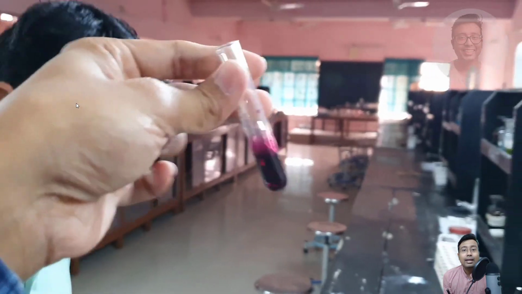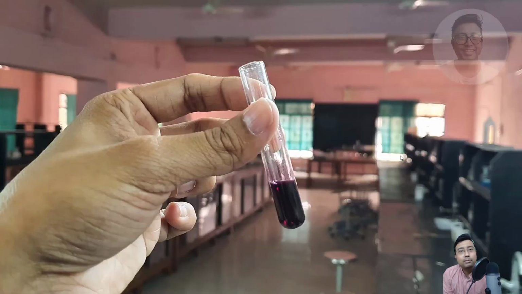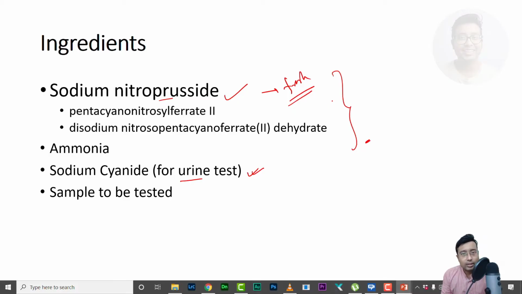Mind you, it may appear purple, but this purple is a lot different from Rothera's test, which also uses sodium nitroprusside, and that also gives a purple color, and that is a test for ketone bodies. So I hope it was very easy for you to understand. Simply prepare an ammoniacal solution of sodium nitroprusside, treat the urine sample for 10 minutes with sodium cyanide, and then mix the two in varying proportion, and you will get a reddish or reddish purple color if the sample contains anything that has a thiol group. For example, in case of Cystinuria, Homocysteinuria, all those amino acidurias will give a positive reaction.